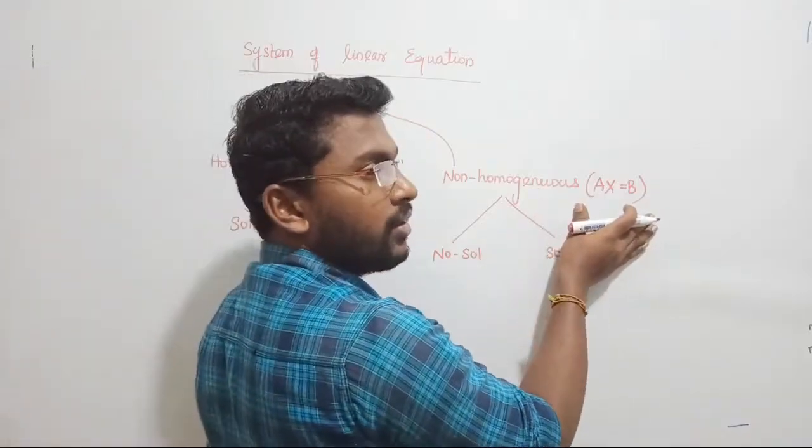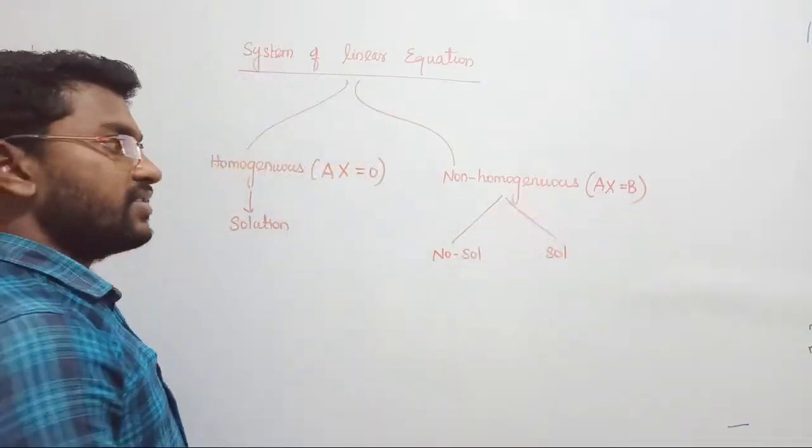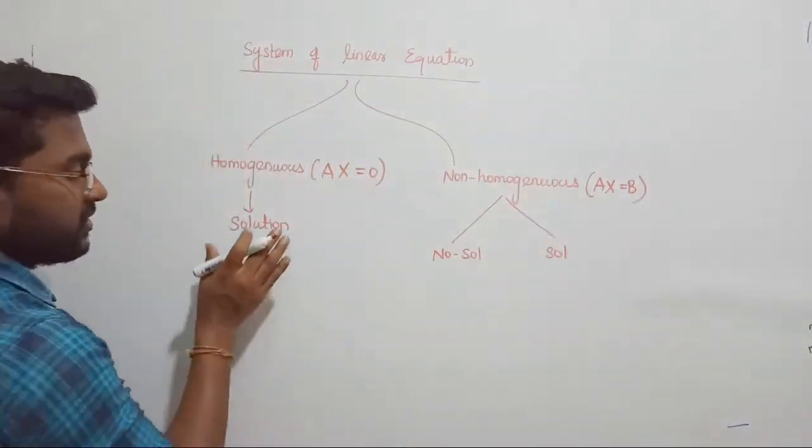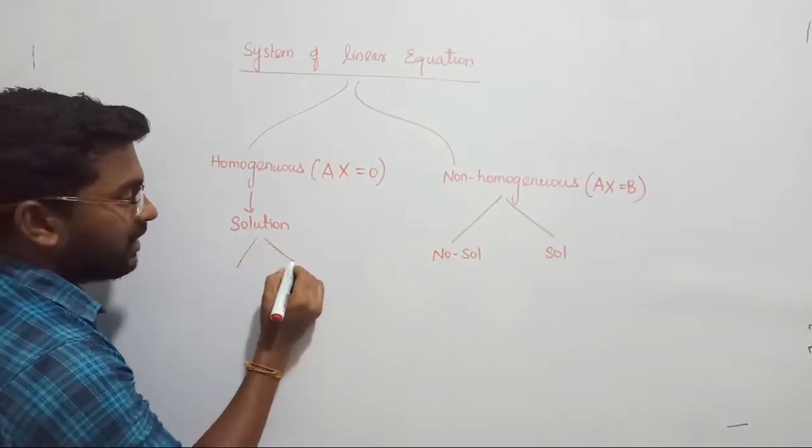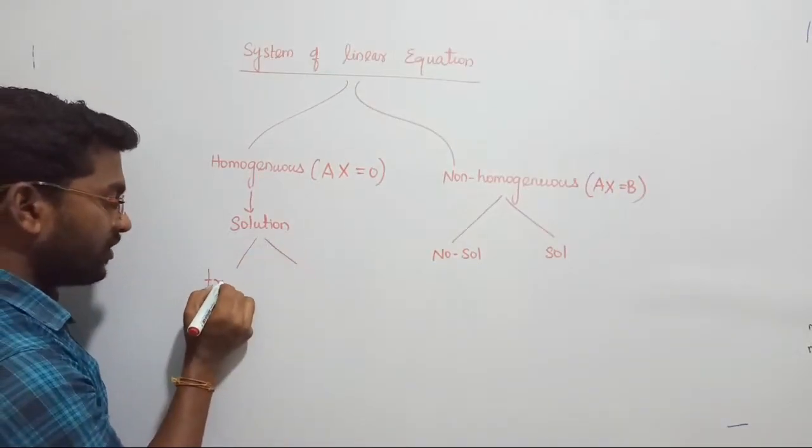That thing will happen here. So we are analyzing all the properties of the system. Clear? So in a homogeneous system we will have a solution, right? And the solution might be a trivial solution or it might be a non-trivial solution.